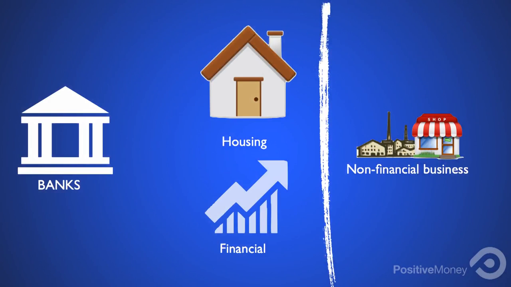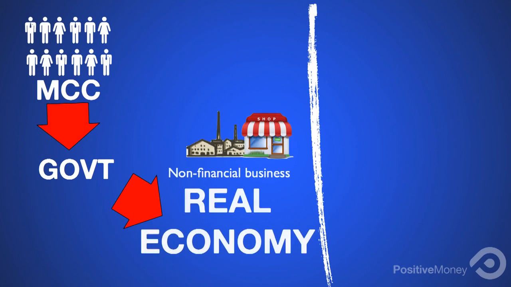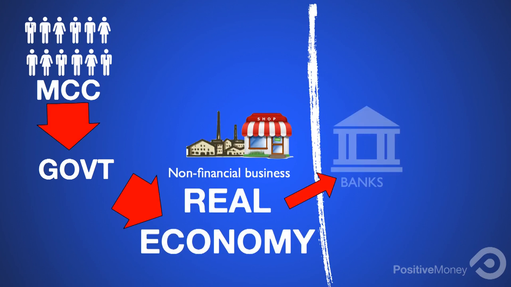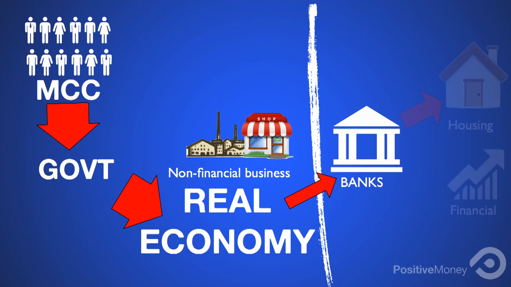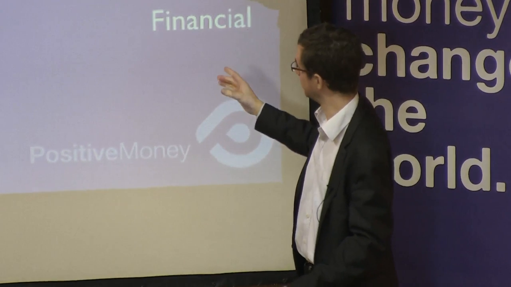Whereas what we have at the moment is banks putting most of the money into housing and financial markets, and some of this money trickles out of that market into the real economy. What we'd like to see is that as the money is created, it goes to government, and then it comes into the real economy first. Then the banks need to borrow that money from people and businesses in the real economy before they can lend it either back to the real economy, back to businesses, or to housing and the financial markets. One of the things we would like to see is that this flow of money into the financial markets, into speculation and trading, should really be reduced.